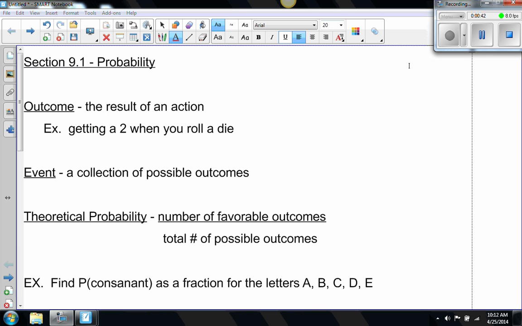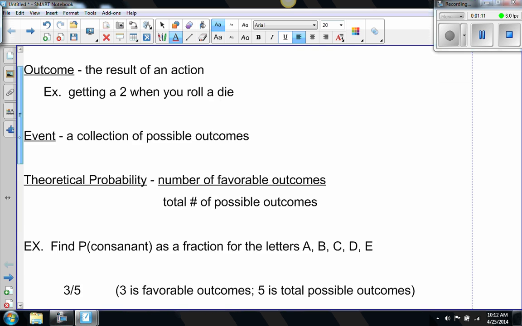An event is a collection of outcomes. So if I roll a die 10 times and I keep track of what I got each time I rolled it, that would be the event. Theoretical probability is the number of favorable outcomes divided by the total number of possible outcomes. So how many outcomes I'm looking for, basically, divided by the total number of possible.